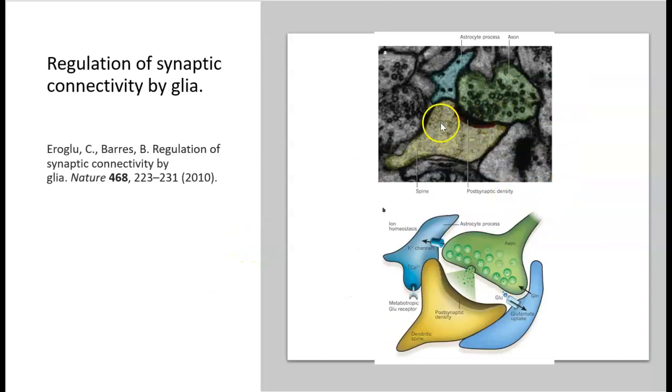So here's a cool picture, because this is an actual electron micrograph. You can see here's the dendritic spine. The synapse would be somewhere right in here. Here's that presynaptic neuron, that's its axon that you see there. And then there's the astrocyte, kind of right around there.